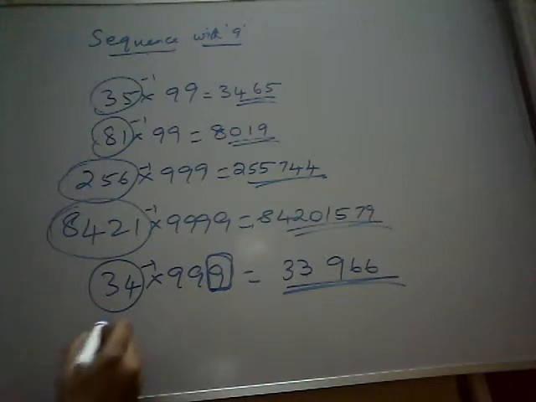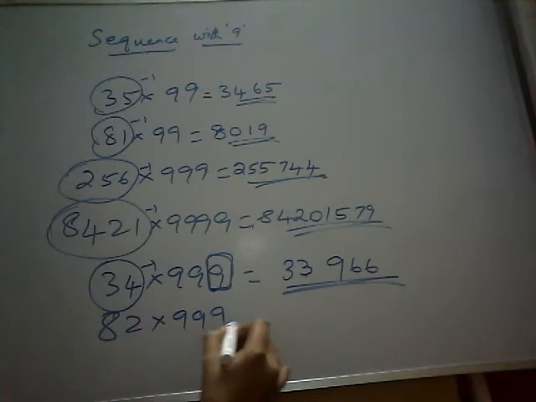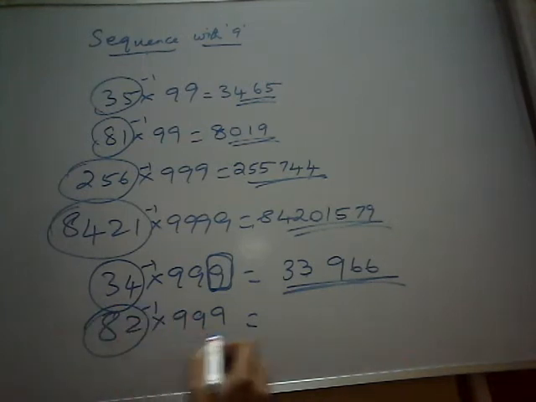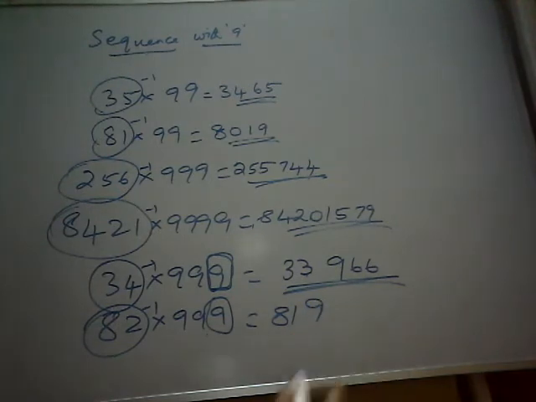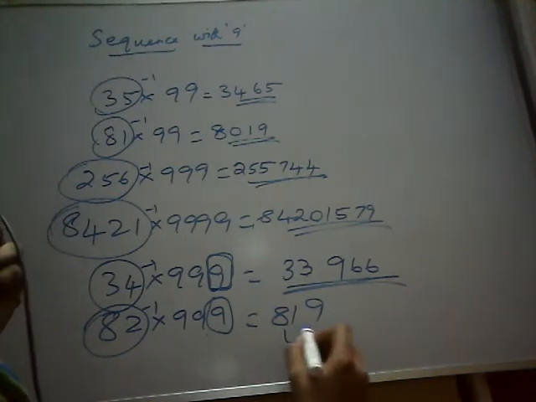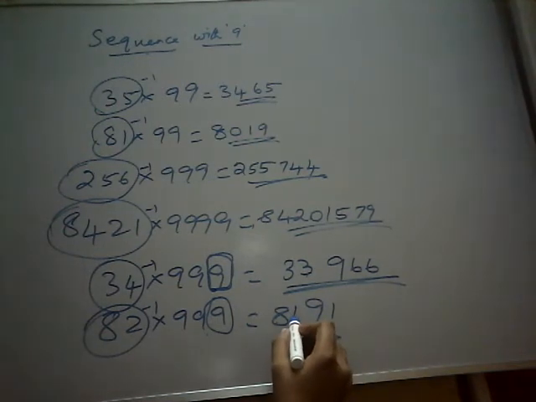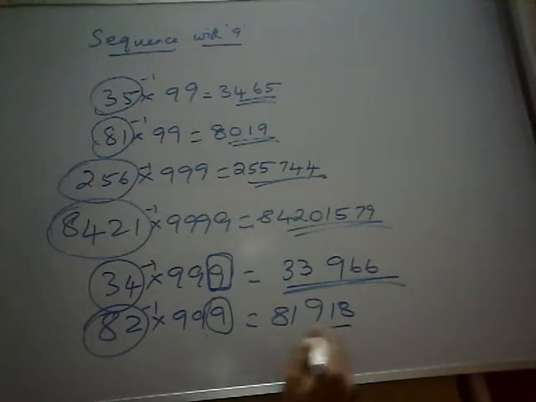Can you try one more sum? 82 multiply 999. This is again 2-digit by 3-digit. So subtract 1 here and write 81. Then one number extra here, write 9. After the 9 you have to subtract each digit: 9 minus 8 is 1, and 9 minus 1 is 8. This gives you the multiplication answer. You can check it out.